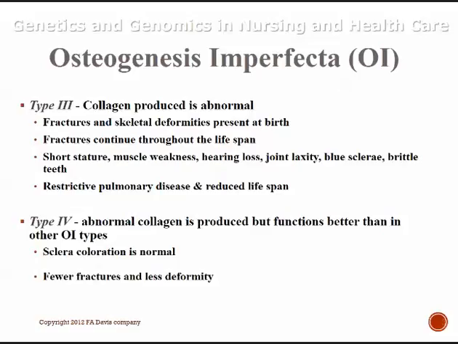Type 4, abnormal collagen is produced, but it functions better than in the other OI types. You have a normal sclera and fewer fractures and less deformities. So those are the 4 types of osteogenesis imperfecta.